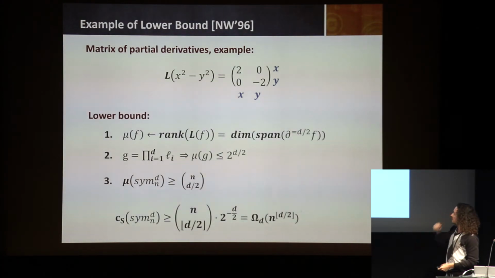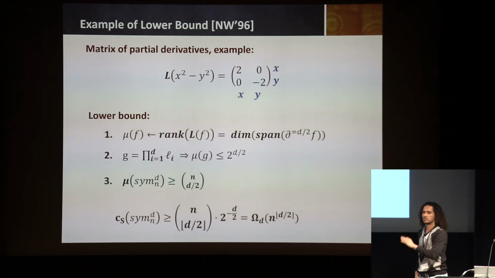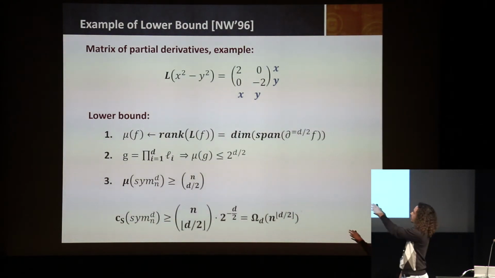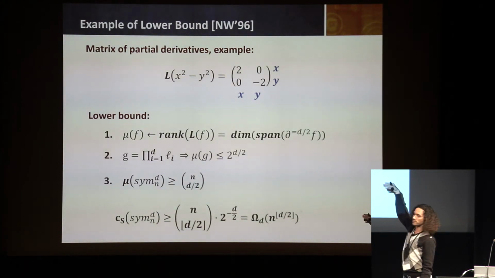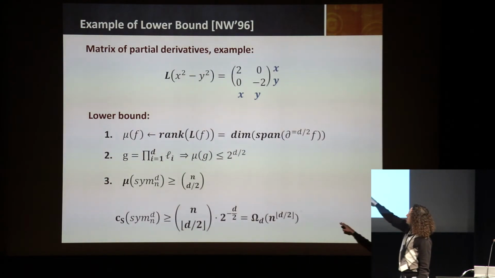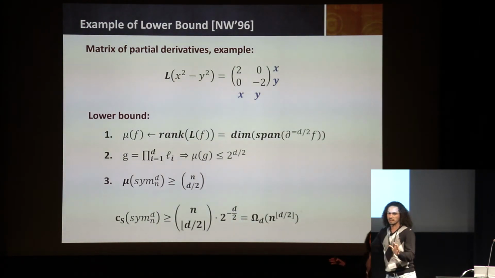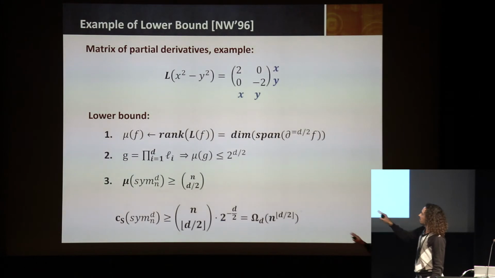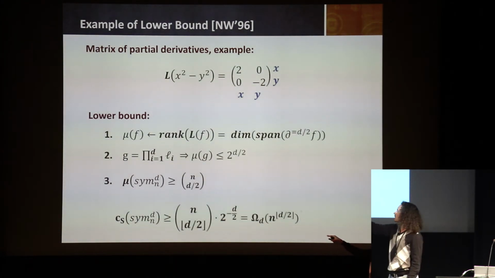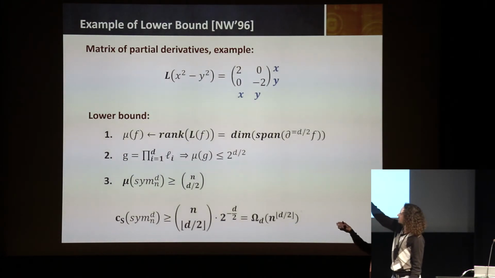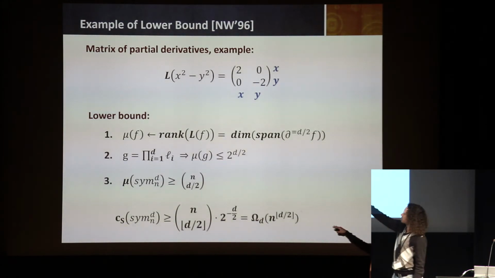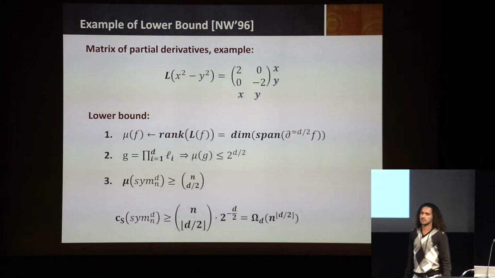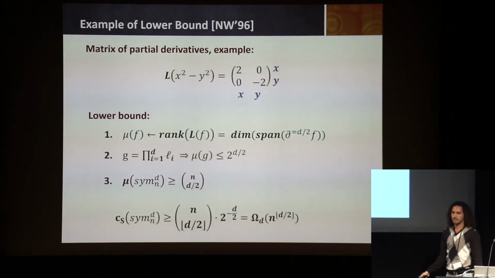Well, mu of f is the rank of the partial derivative matrix, and for any product of linear forms, your measure is less than or equal, if you take just the partial derivatives of degree d over 2. So your measure is bounded by 2 to the d over 2, which is a pretty small quantity. And the measure for the elementary symmetric polynomial is actually really high, roughly n to the d over 2. And therefore, the complexity is again 3 divided by 2, and you get roughly this n to the d over 2 lower bound.